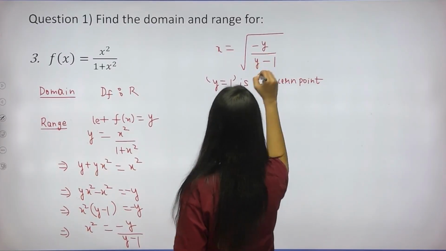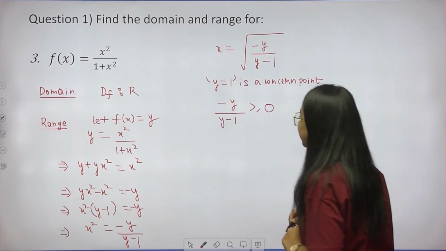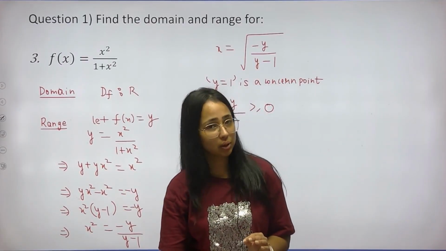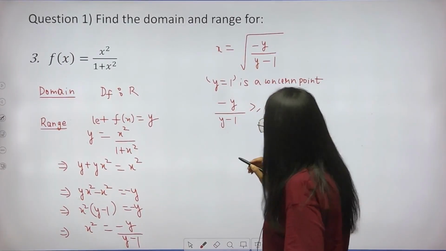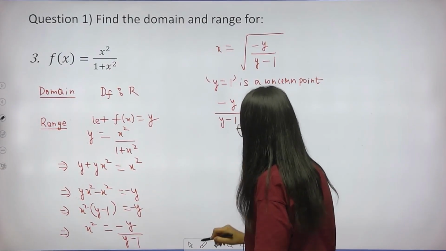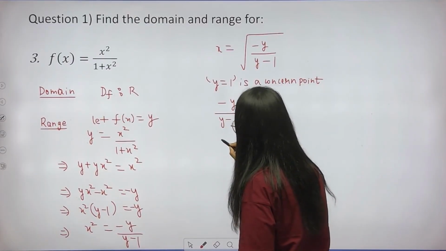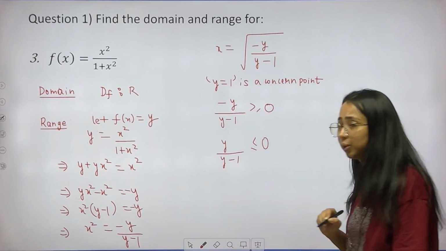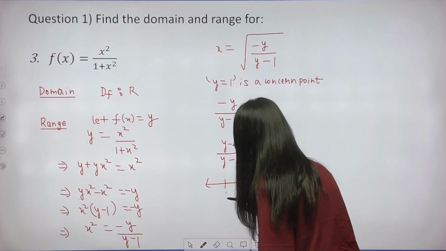Firstly we'll take that minus y over y minus 1 is greater than or equal to 0, because any value inside the root cannot be lesser than 0. Clear? Next, we can write that y over y minus 1. Now let's multiply with a negative number on both the sides. We'll get that y over y minus 1 is less than or equal to 0. Clear? Now we have two critical points, 0 and 1.